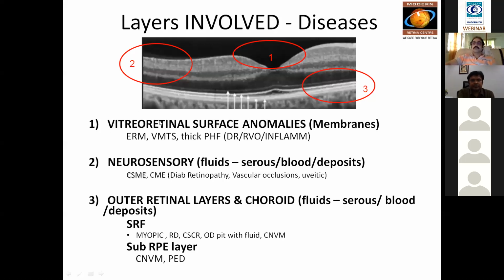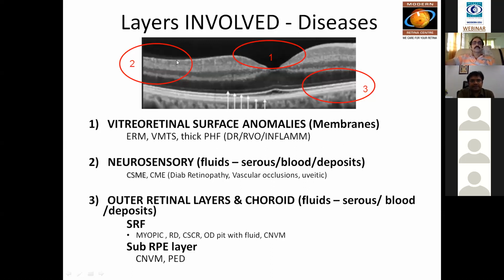So, vitreoretinal surface anomalies. Number 1 is the vitreoretinal surface anomaly. If there is any pathology happening between the vitreous and the smooth surface of the retina, we call them vitreoretinal anomalies. These are nothing but epiretinal membrane or vitreomacular traction syndrome, or it could be a thick posterior hyaloid which is causing traction on these areas.